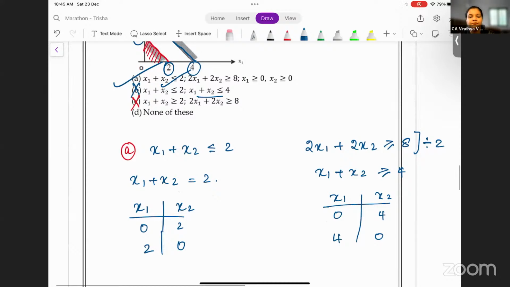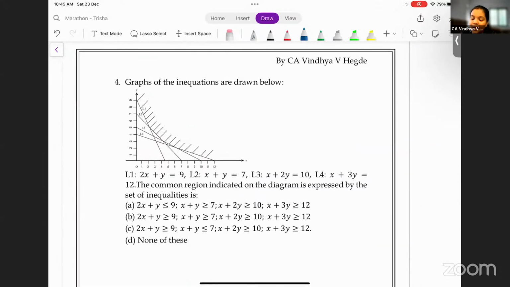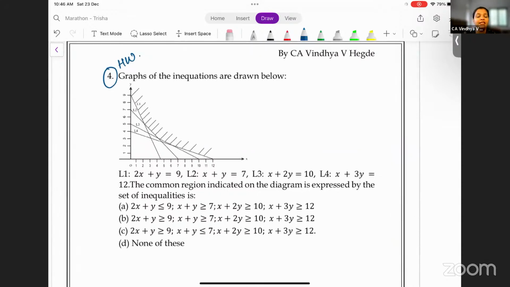Now, let's go to the last question. The last question could be your homework. Quickly take a picture of this. In the evening session, I will discuss the answer for this. If you have understood how to solve linear inequalities with graphical representation, you will be able to get the solution of this. Now we're done with chapter 3. We'll move on to chapter 4.